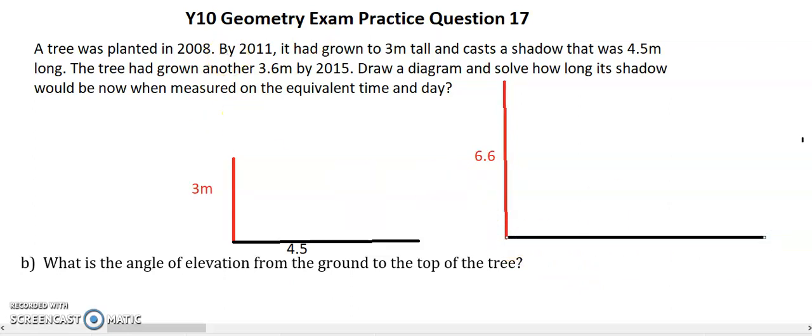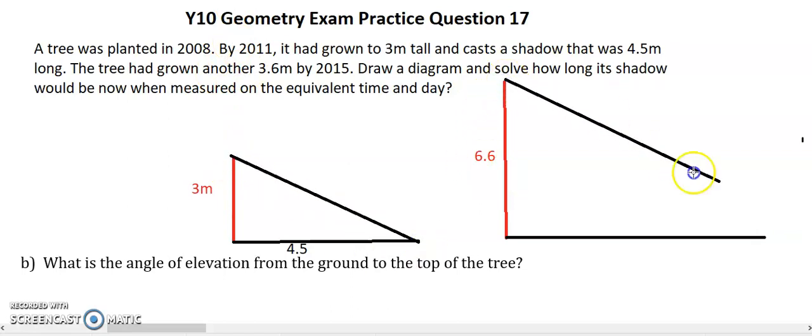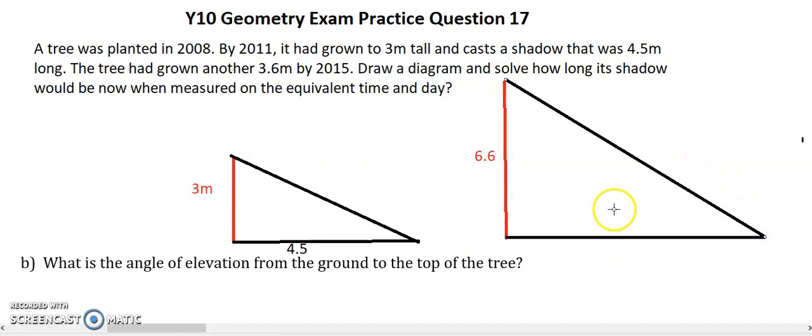So at the moment, I'm just going to draw it like a triangle. So these are similar triangles, and there is a scale factor relationship between our tree size and our shadow. So the first thing I'm going to be doing is looking at my 6.6, and I'm going to be dividing it by the 3, and that gives me 2.2. So the scale factor, SF, is 2.2.